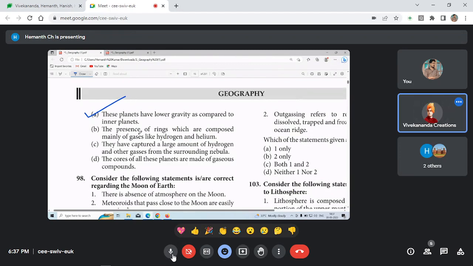These planets have a lower gravity as compared to the inner planets. The presence of rings, which are composed mainly of gases like hydrogen and helium. They have captured a large amount of hydrogen and other gases from the surrounding nebula. The core of all these planets is made up of gaseous compounds.